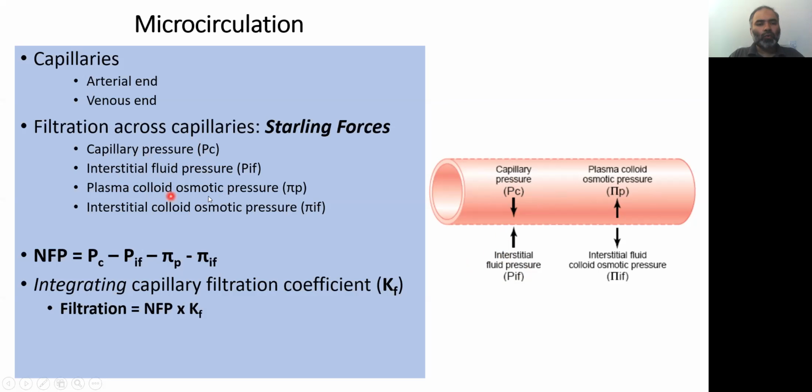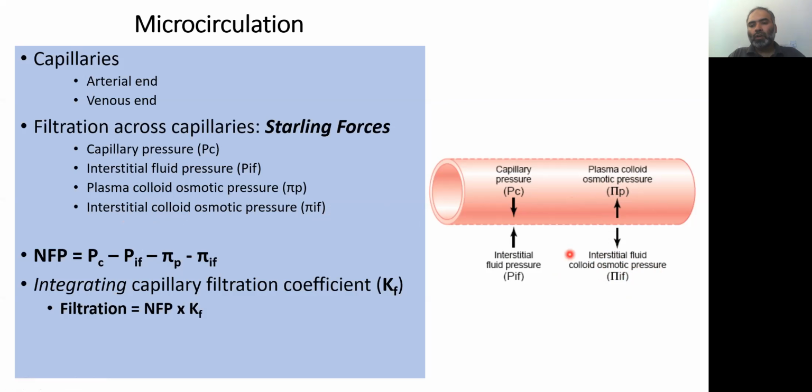Then you have the third force, which is the plasma colloid osmotic pressure. Plasma colloid osmotic pressure is exerted by the plasma proteins of the blood inside the blood vessel, and it has a specific, very important function. And then you have its corresponding interstitial colloid osmotic pressure. So whatever little amount of protein does manage to seep out of the blood into the interstitium, they also have their own osmotic pressure inside the interstitium. So these are the four forces which are acting across a capillary.